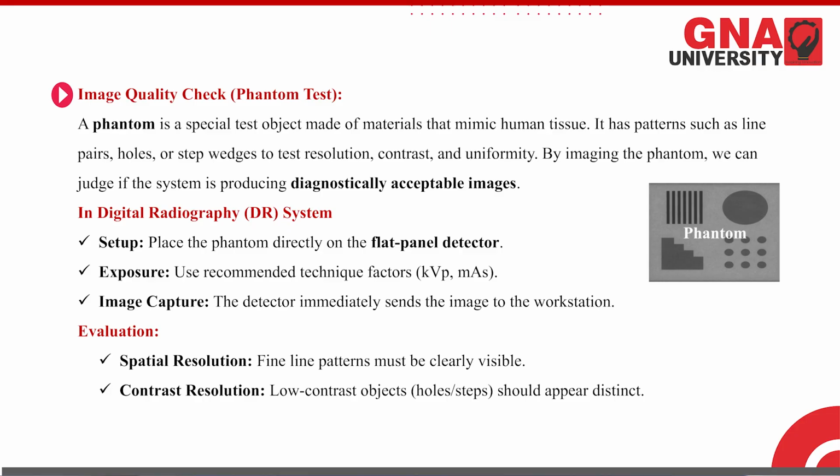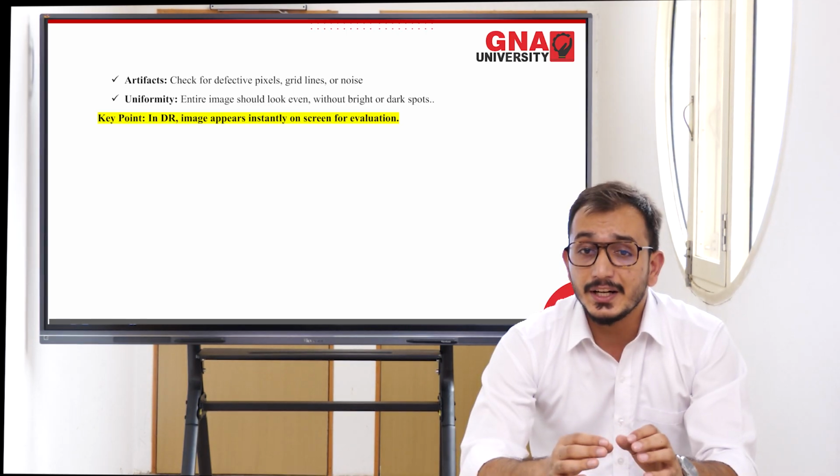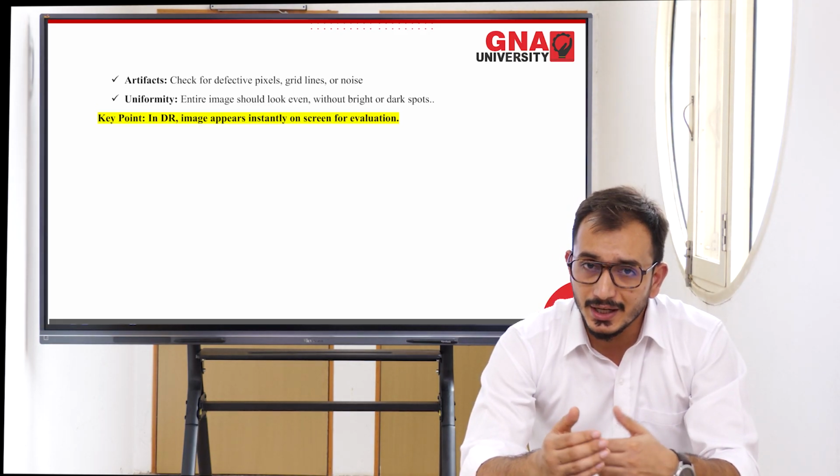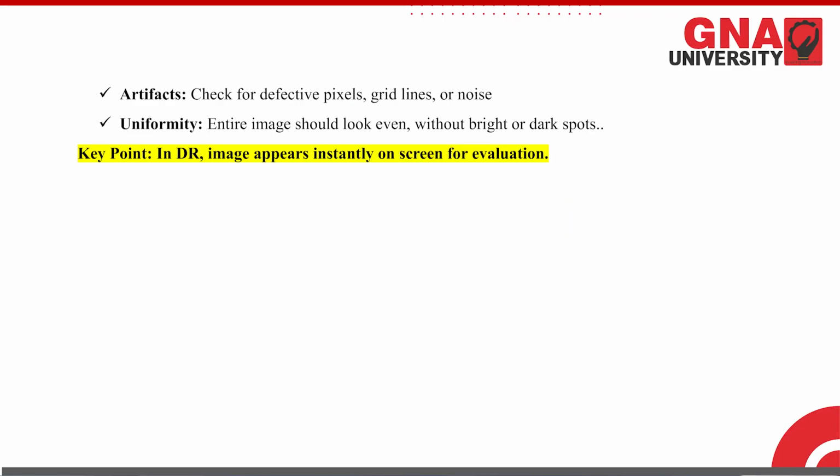Then we check for any defective pixel, any reduction in the grayscale, any grid lines which appear upon the image, any noise or any distortion. Simply, any problem in the image is known as an artifact. We also have to check for uniformity, that is, whether uniformity is maintained over the entire image. The image should be without any bright spot and without any dark spot. Then we can say that our machine is working properly and producing an image of high quality.